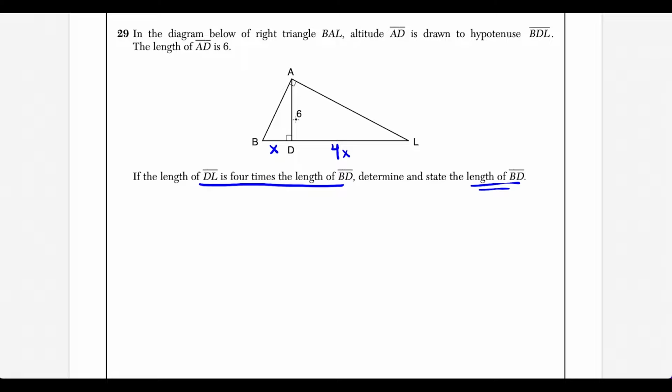So now what I would do for this is, it may be tricky if you don't know the altitude rule to see how to set the proportion up, but what you could do is you could take triangle BDA and you could redraw it like this. So I'm going to draw it like this. And I'm going to put the right angle here at vertex D. And this is going to be B, and this is going to be A. And notice BD is equal to X, and AD was 6 units long like this.